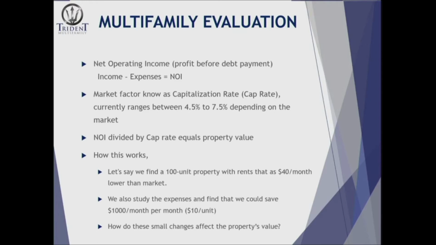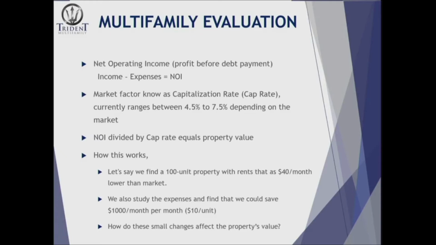To give you an example of the power and how quickly this can change values, let's say we have a 100-unit apartment community, and I'm just sticking to round numbers so we can all follow this. We look at a 100-unit property and we go, man, these rents are short by about $40 a month. We could increase everyone's rent by $40 and would still be in line with the market. So when we evaluate, we always look at the market. What are the comparable properties doing? What are people paying for rent in the area? So we find a property and we go, we could at least bump $40 on the rent.